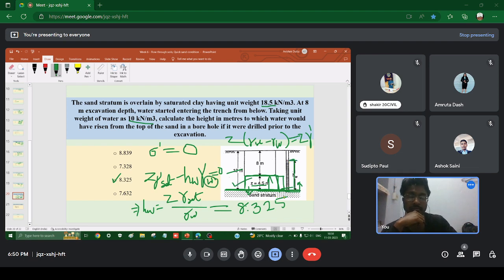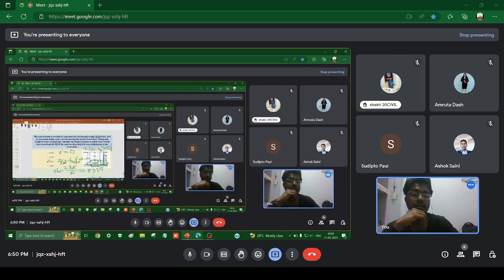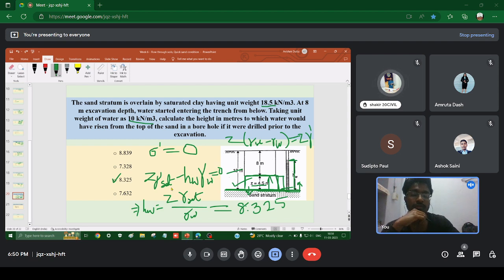Is it clear? See, if we use gamma submerged over here, if we use Z gamma submerged, how can we get Z gamma submerged? We have to take Z gamma sat minus Z gamma W, right, to get Z gamma submerged. So if we already subtract Z gamma W, we are already subtracting the water pressure up till this height, isn't it?